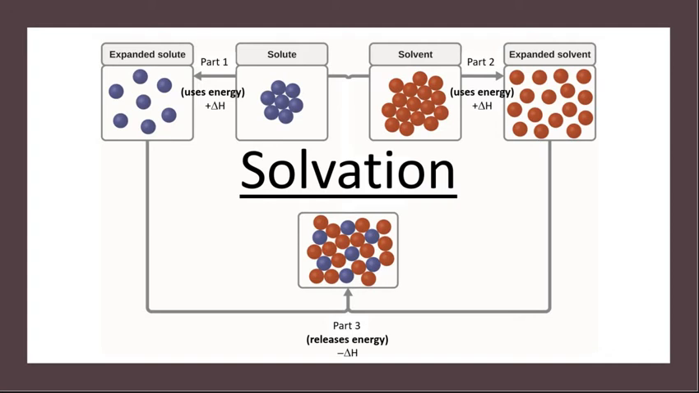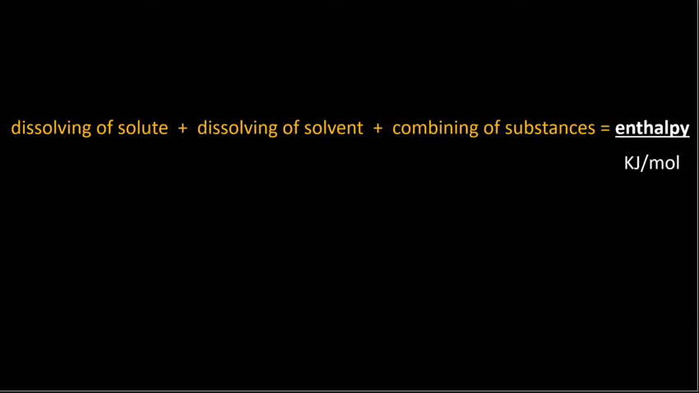Now, these energies lead us to a measurement. If you have the dissolving of the solute, remember that it is positive delta H, which uses energy. You have the dissolving of the solvent, same thing, positive delta H energy. And when they come together, they give off the heat. And the combination of the energy of these three things coming together is called enthalpy.